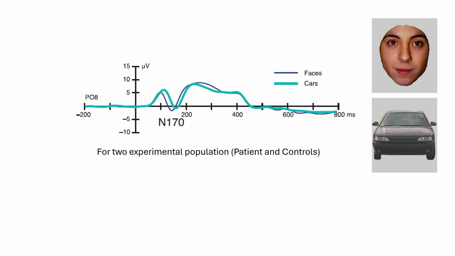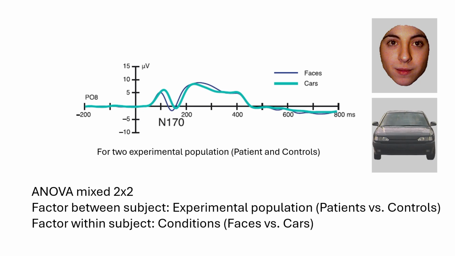We are going to compare the event-related potential during a face or car perception between two experimental populations, patients and controls. It corresponds to performing an ANOVA mixed 2 by 2 with one between subject factor, which is the experimental population, and one within subject factor, which is the condition.